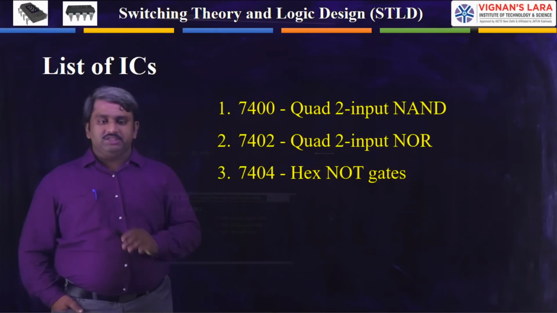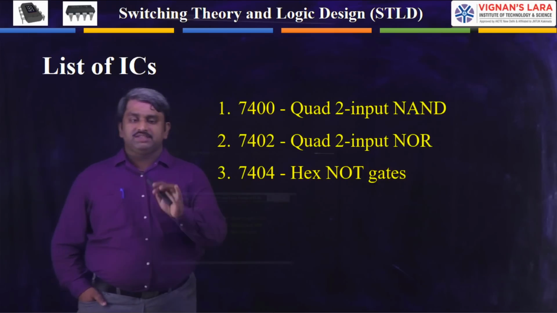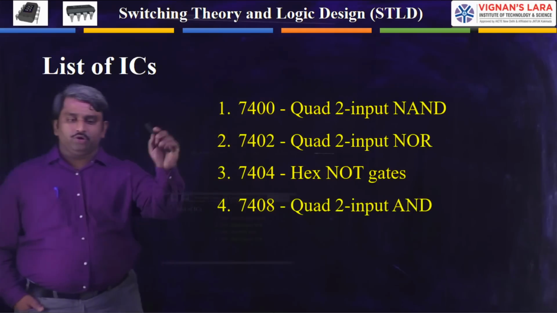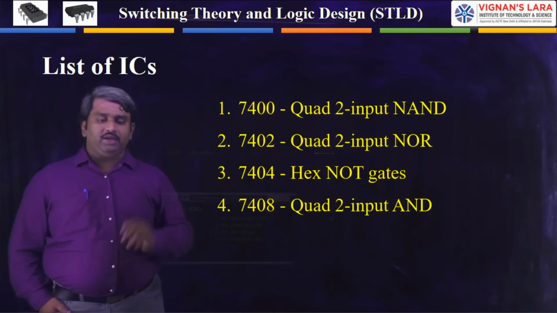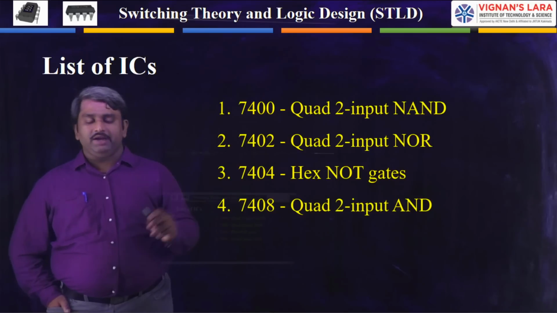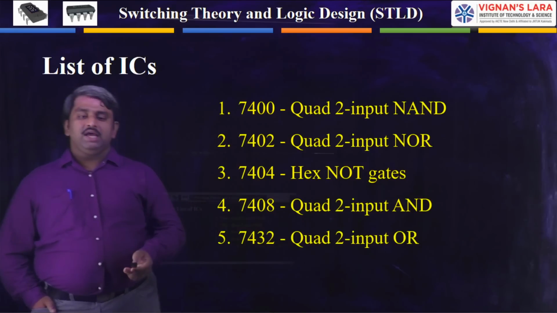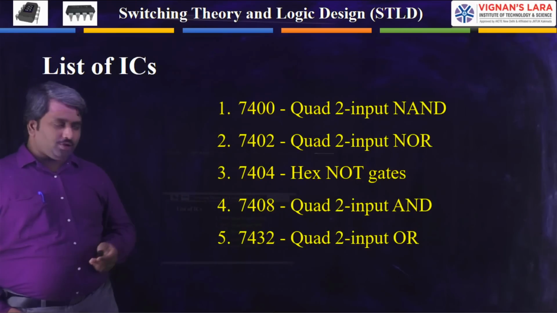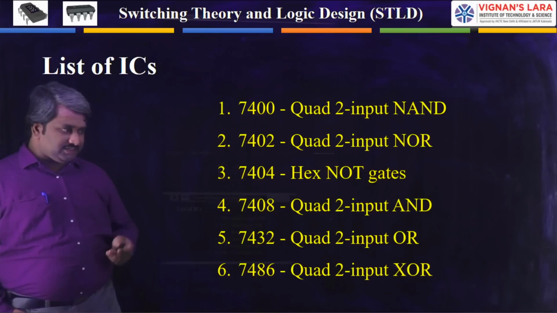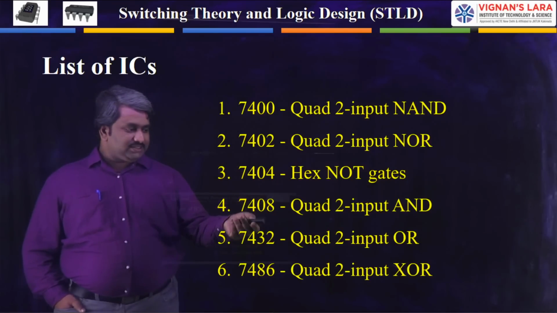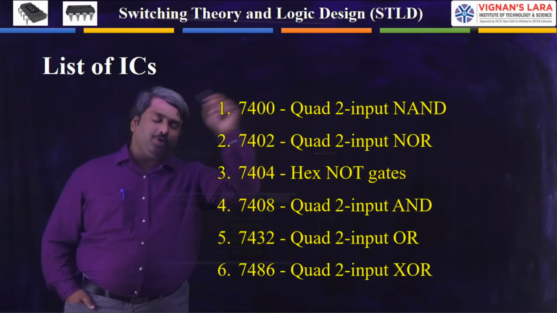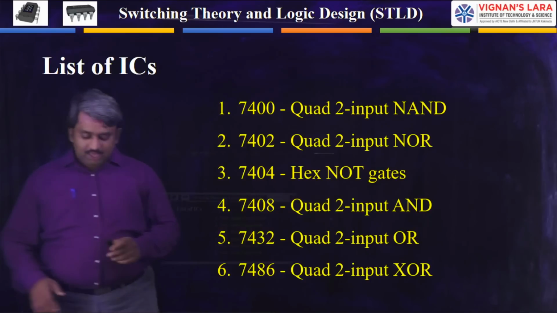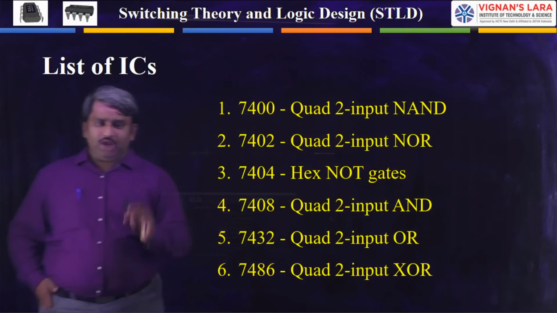Next, coming to IC7402, quad 2-input NOR gate, and the third one, IC7404, hex NOT gates. In this IC, we have 6 inverters or 6 NOT gates. Next, coming to the fourth one, IC7408. In this IC, we have 4 2-input AND gates, and the fifth one, IC7432, that is quad 2-input OR gates. Next, the sixth one, 7486, quad 2-input XOR gates.